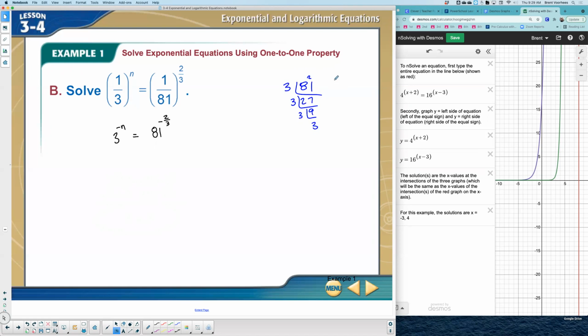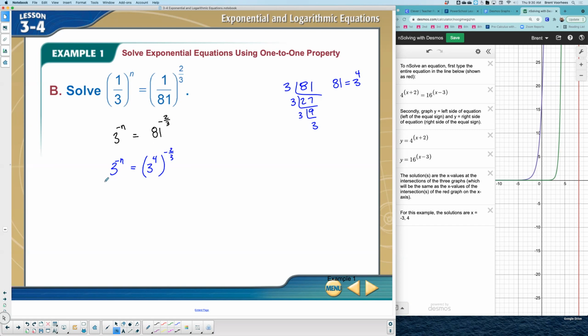So 81 is equal to 3 to the 4th power. I'm going to erase that little 2 so we're not confused. That was just for division purposes. So 81 is 3 to the 4th. So here we go. 3 to the power of negative n is going to equal 3 to the power of 4 raised to the power of negative 2/3.